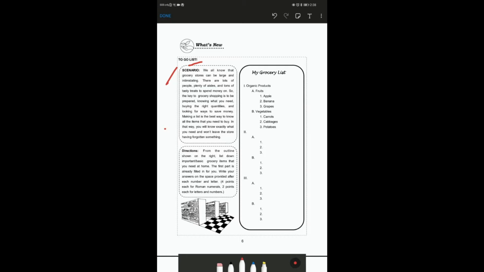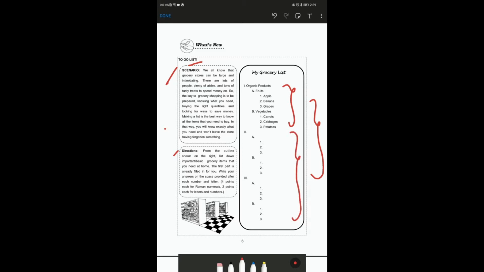Okay, so for this activity, guys, the directions are these. From the outline shown on the right here, list down important or basic grocery items that you need at home. Ano daw ba yung mga grocery items na kailangan nyo sa bahay? Okay, the first part is already filled out. Nasagutan na siya. Write your answers on the space provided after each number and letter. 4 points for each Roman numeral and 2 points for each letter and number.